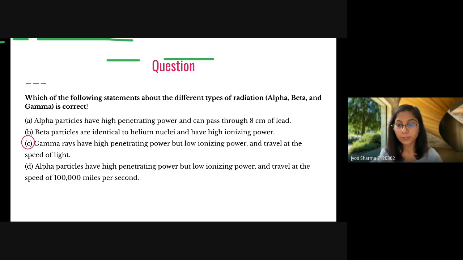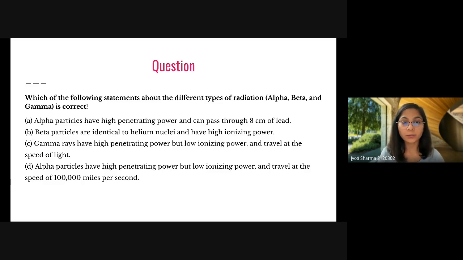I'm not able to see. Okay, my next question is on which of the following statements is correct about different types of radiation. So I already gave you the answer, but anyway, we have four options. Alpha particles have high penetrating power and can pass through... I think something is happening, like I'm not able to see. Okay, yes, now it is working.